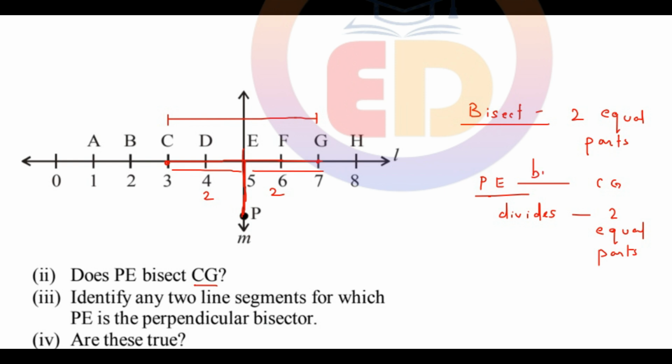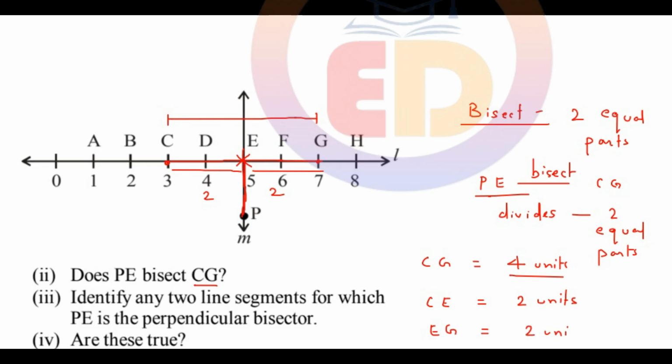PE bisects CG. Bisect का मतलब होता है 2 इक्वल पार्ट में डिवाइड करना. यहां पर C से लेकर G तक आप देखें तो 3 से लेकर 7 तक टोटल 4 यूनिट्स हो रहे हैं. CG is equal to 4 units. जो लाइन PE है वो इन्हें पॉइंट E पर डिवाइड कर रही है, बाइसेक्ट कर रही है. पॉइंट E पर बाइसेक्ट कर रही है मतलब वो CG को 2 पार्ट्स में डिवाइड कर रही है. पहला CE which is 2 units and second is EG which is also 2 units.